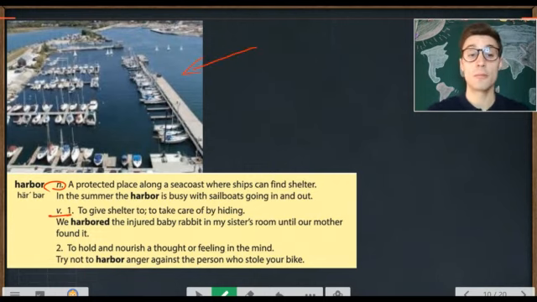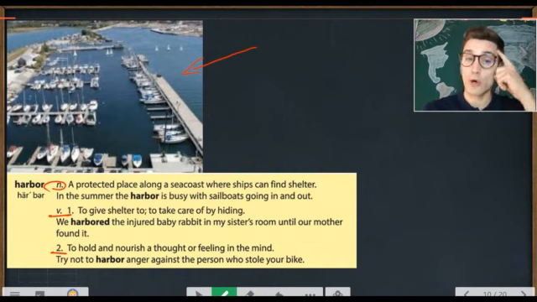The verb harbor, so this is something you do, means to give shelter to, take care of by hiding. So you can harbor an injured little bird. You give shelter to, take care of it by hiding it from the cats and dangers. The second verb meaning means to hold and nourish a thought or feeling in the mind. You harbor good feelings, or you can harbor anger towards someone for something they did. You hold it.